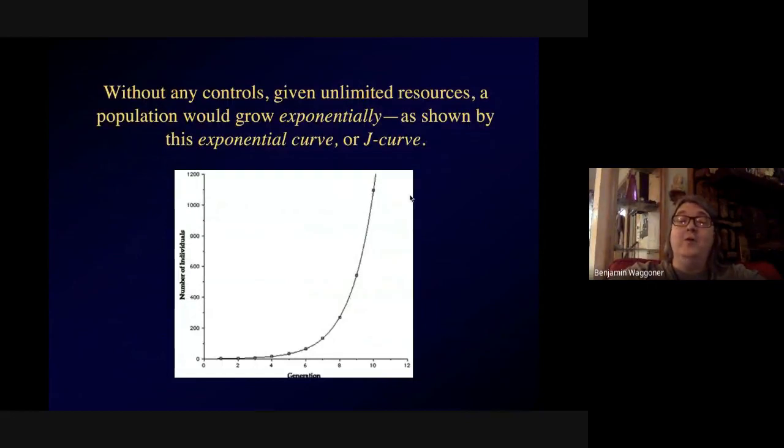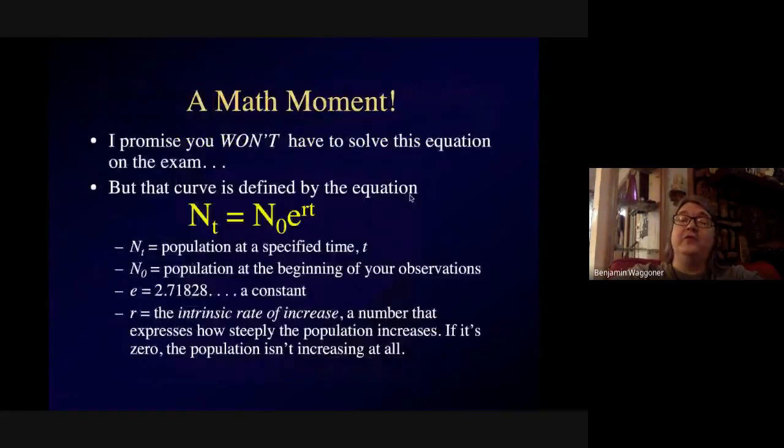If r is low, that curve might increase relatively slowly, and that J is going to look relatively shallow. High r means the population takes off like a rocket. So r just expresses how fast that population is able to reproduce. We'll come back to that.